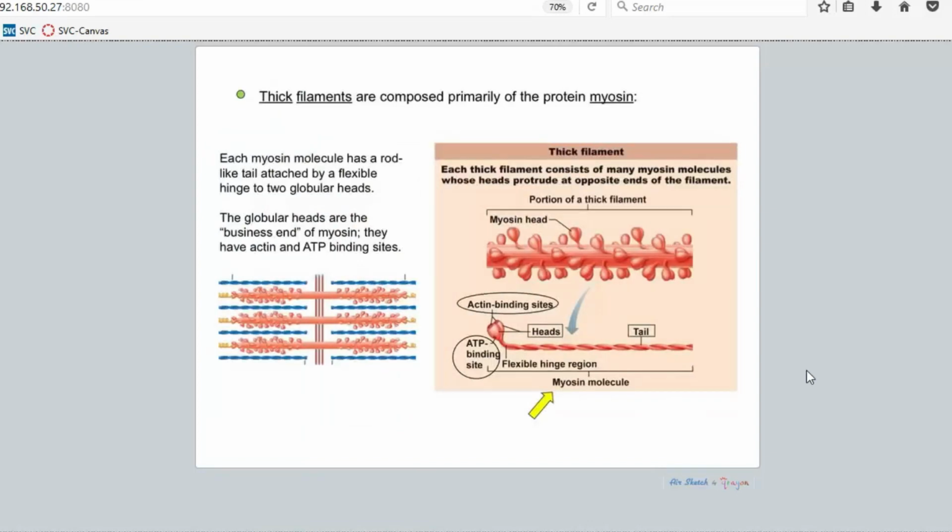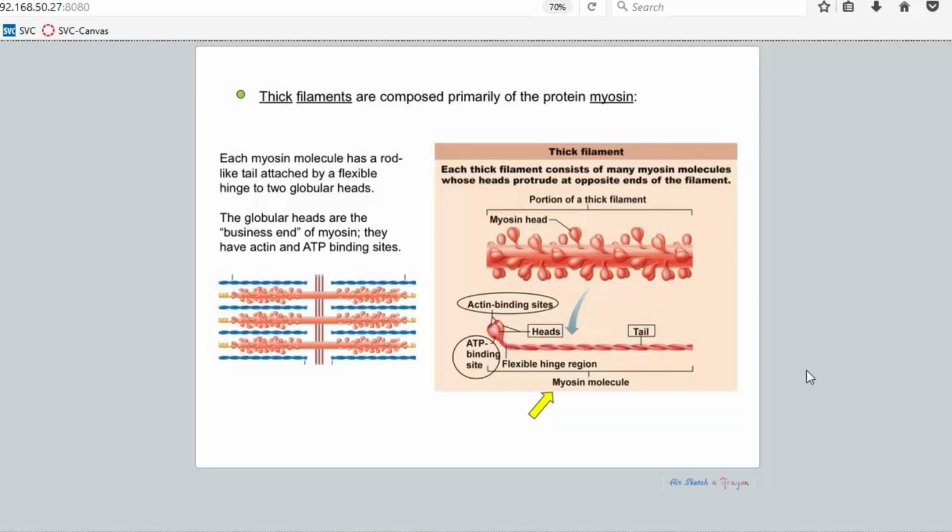Let's talk about the composition, though, of these myofibrils. These myofibrils have thick filaments and thin filaments. This is our thick filament right here. And basically, these thick filaments are made up of individual myosin molecules. This is a myosin molecule right here. And you can see that the thick filament is just made up of a whole bunch of these packed together.